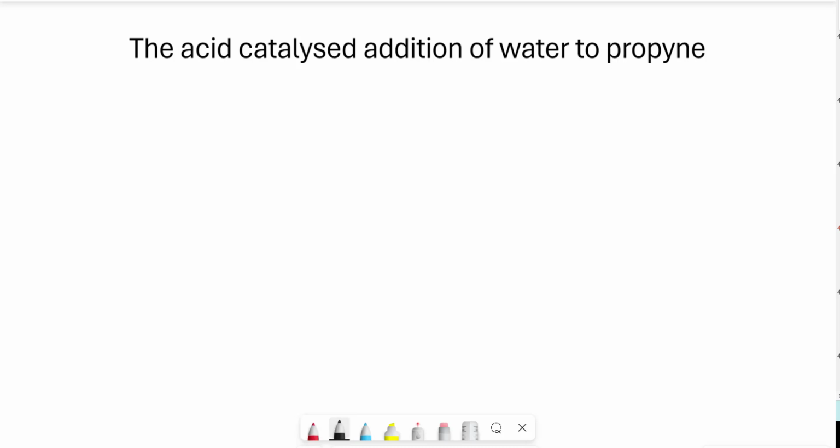So I have my little pen here. Prop tells me I have 3 carbons in a row, and yne tells me I have a triple bond. I'm not given a number, and it wouldn't really matter in the structure, so you can just draw your triple bond between any of these carbons here. Remember, when the number isn't given, we can assume it's between carbon number 1 and 2.